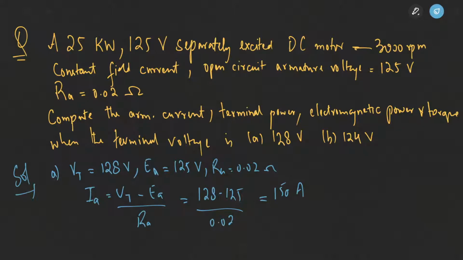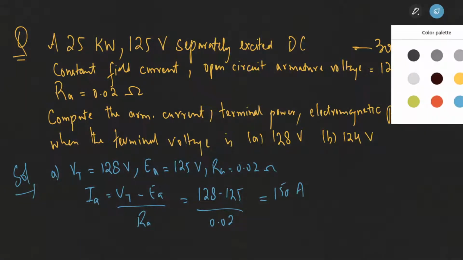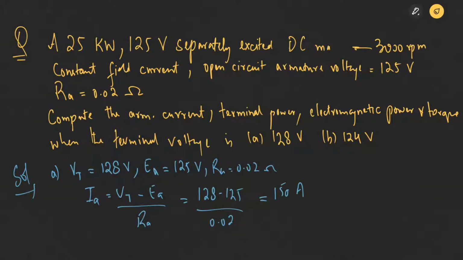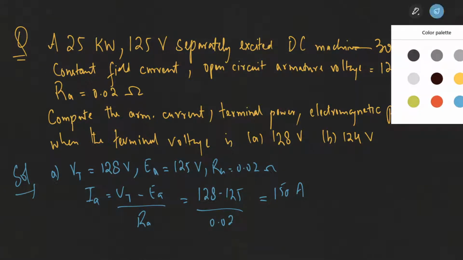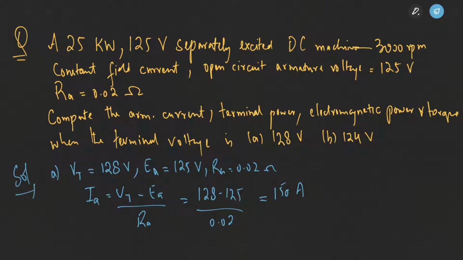So we have been given our 125 volts separately excited DC machine. 150 amperes is coming out, and since the terminal voltage is greater than the induced voltage EA, this is actually a motor being represented in this case. So IA will come out to be 150 amperes, and power will be flowing into the motor. So what will be the input power to this motor? We have calculated the armature current.